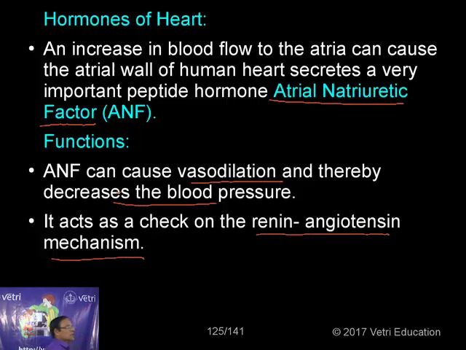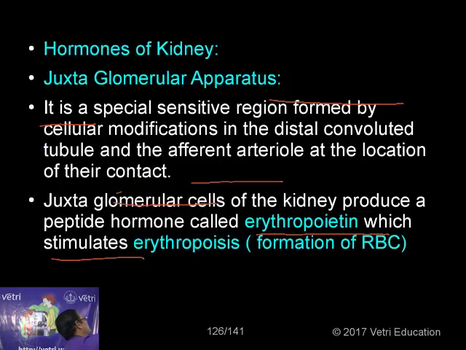Now, a check on that one. The renin-angiotensin mechanism, which I mentioned earlier, has the renin hormone secreted by the kidney, and it increases the BP. That is normally decreased by the effect of the heart hormone, atrial natriuretic factor.